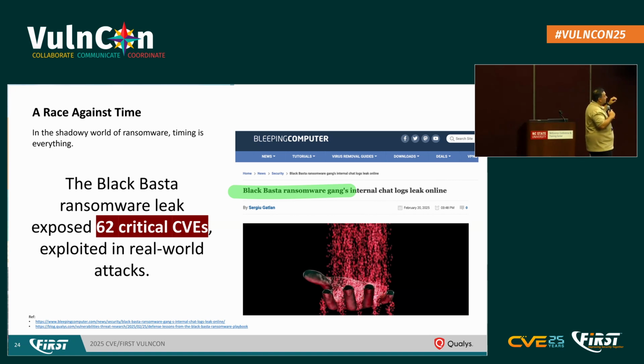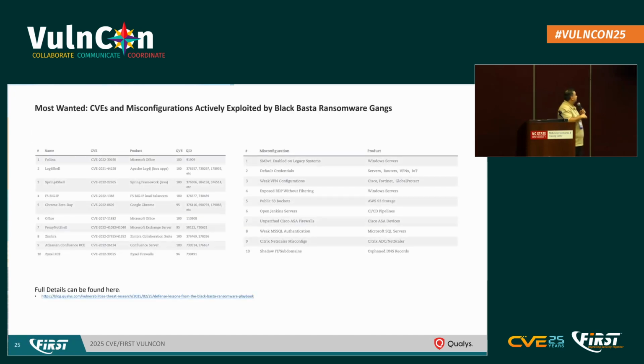We took a look at that data. It was over 1.3 million lines of text that they shared. There were 62 vulnerabilities that stand out that they were talking about. Before I go to those vulnerabilities, I have one slide here, but due to the interest of time, I'm not able to talk about it, but it's here for you later. These are the top CVEs that they discussed and also the top misconfigurations that they talk about.